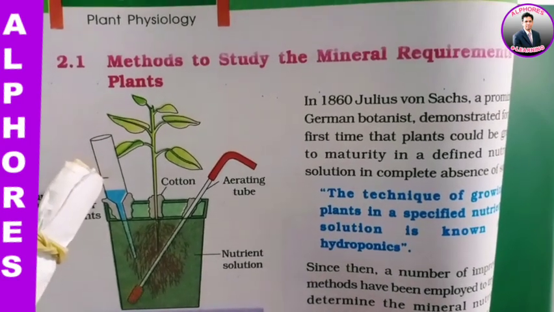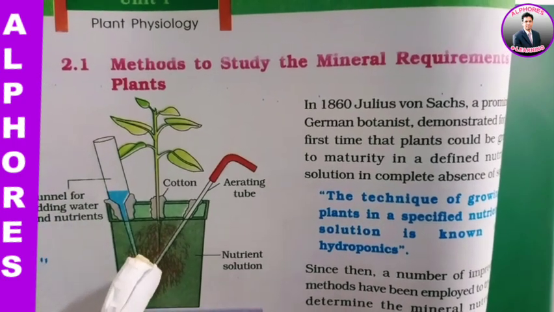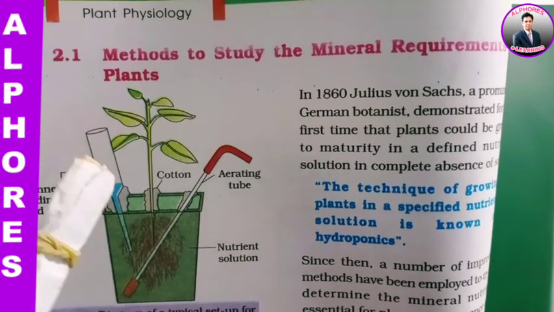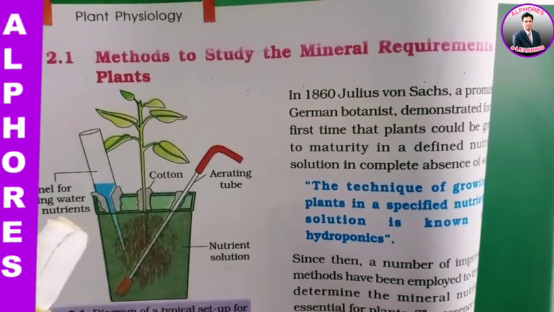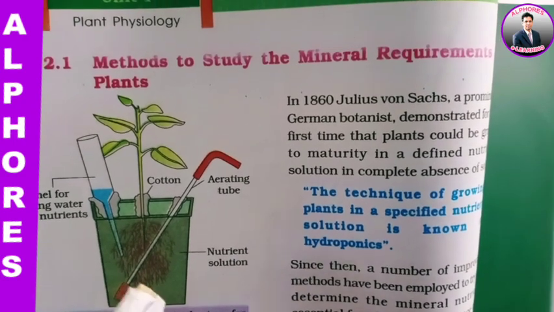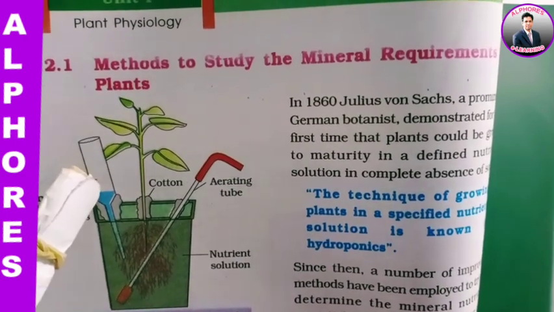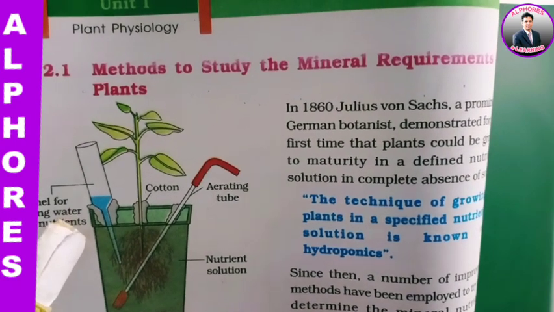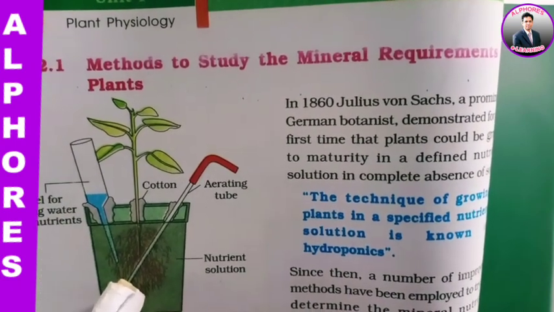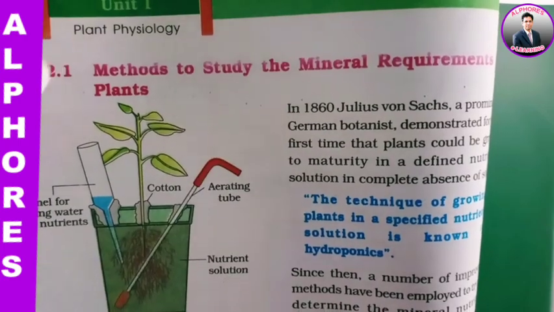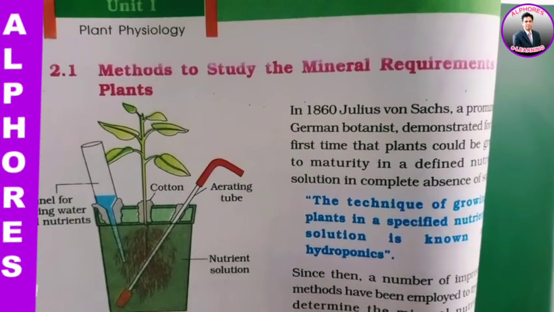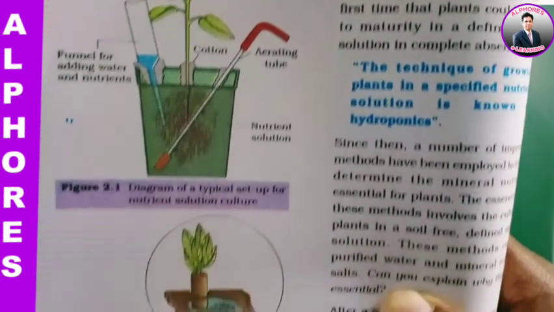Now, take this one. Sir, this is a funnel. What is it, sir? Funnel. By using this funnel, nutrients and water are supplied to the roots of the plant. Therefore, this funnel supplies what and what? Water and nutrients to the roots of the plant. Therefore, these diagram labelings are important. Should be careful.